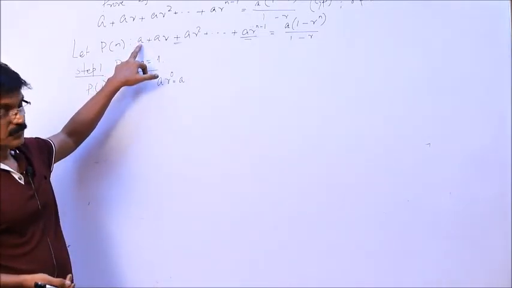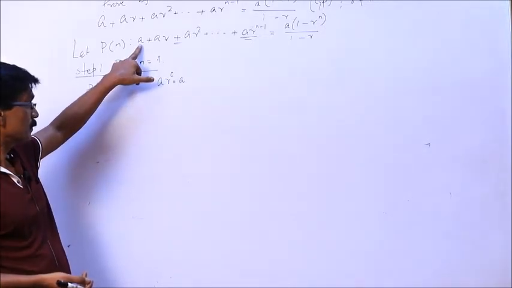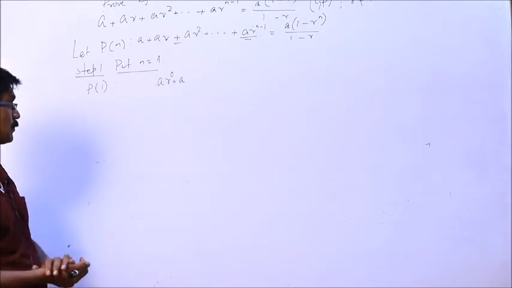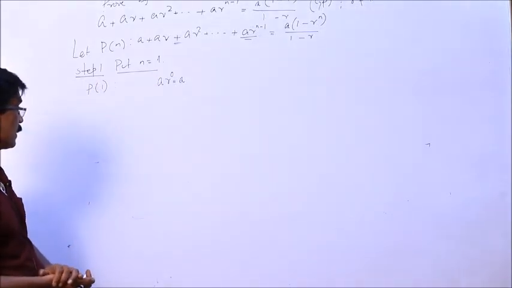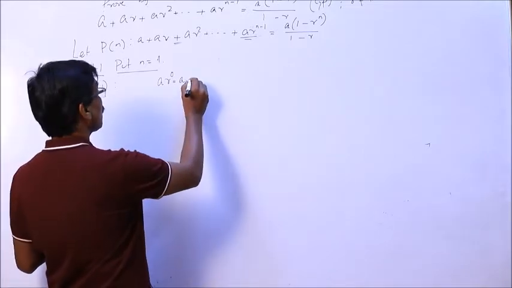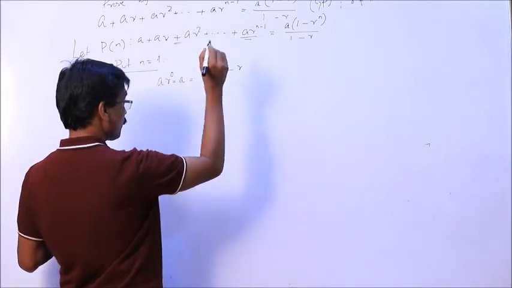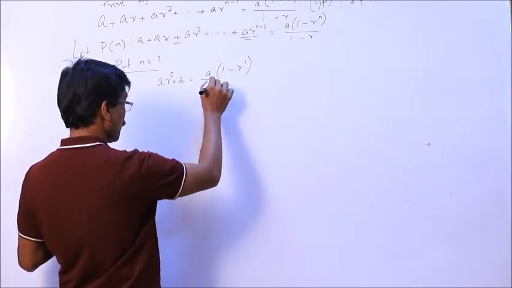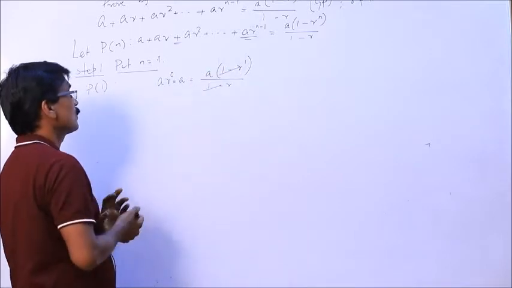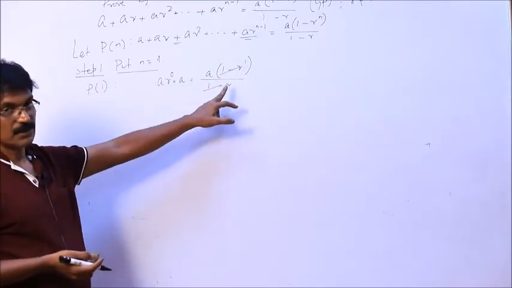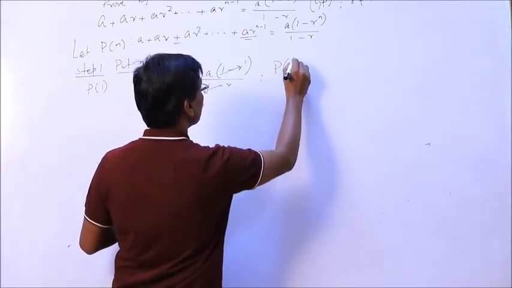So, it is the first term, and the right hand side is a into 1 minus r to the power 1 by 1 minus r. So, the left hand side is equal to the right hand side. So, we have P1 is true.